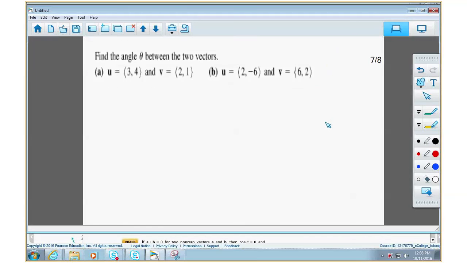Write that down. Find the angles between the two vectors, but I want you to draw a picture of letter A and letter B. Draw a picture of the two vectors in the first one and draw a picture of the two vectors. You have to get some idea of what you're looking at.